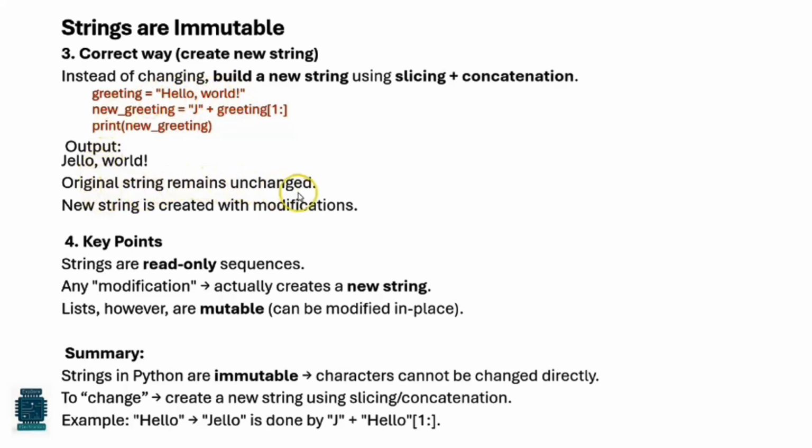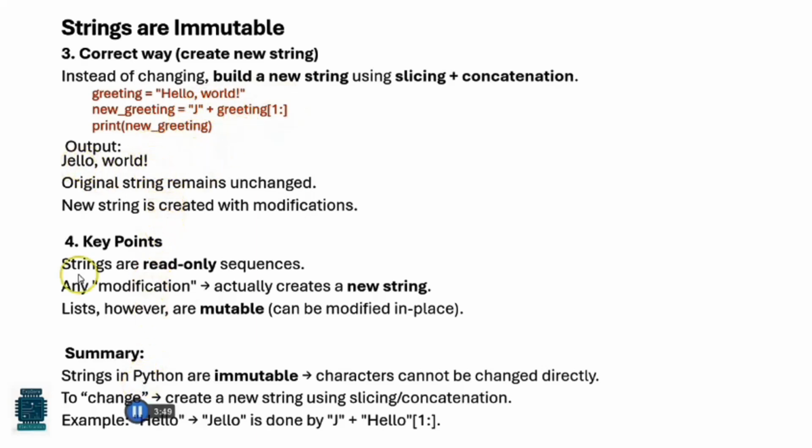The original string remains unchanged. If I print the greeting, it will print the output as it is, hello world. No change. Nothing will change in this greeting. It will remain the same. A new string is created with modifications. I have used slicing along with concatenation here. You can see, in this case, I will get the output as Jello world.